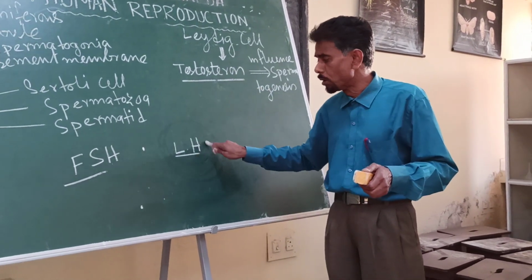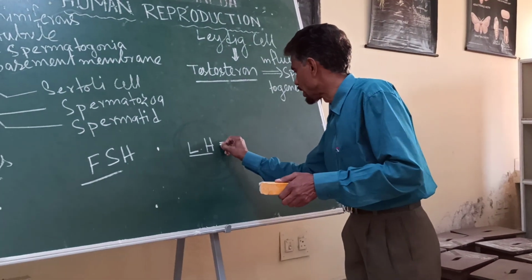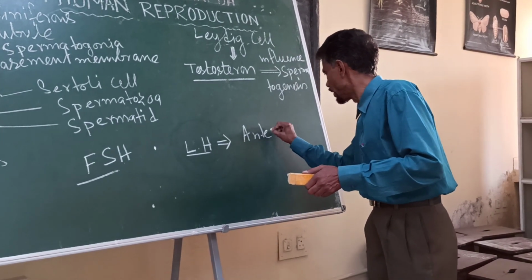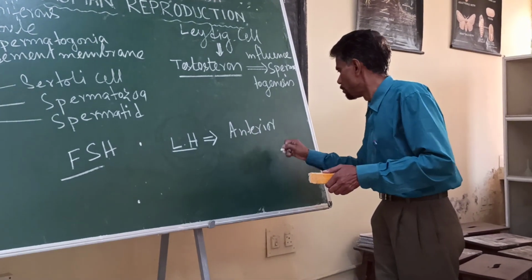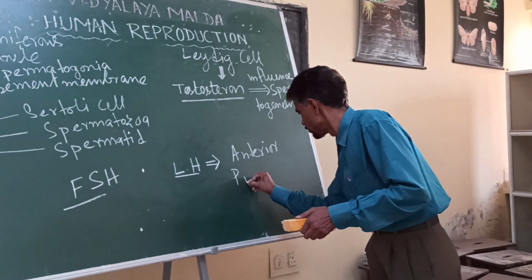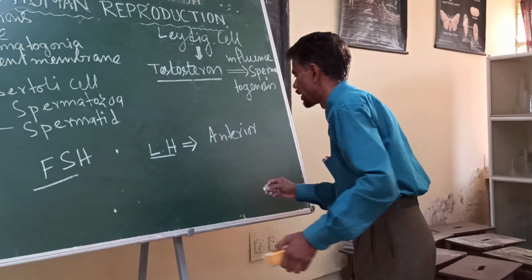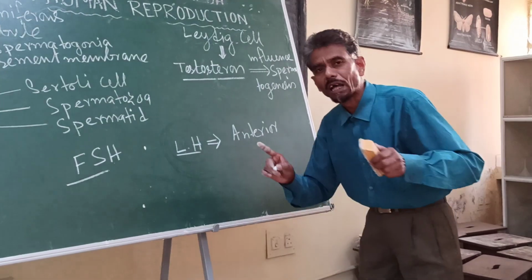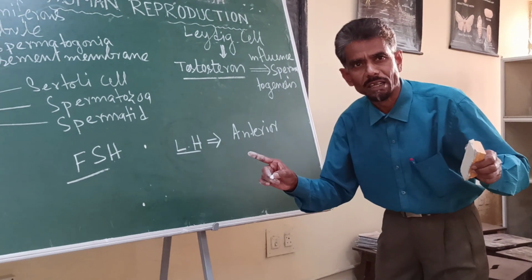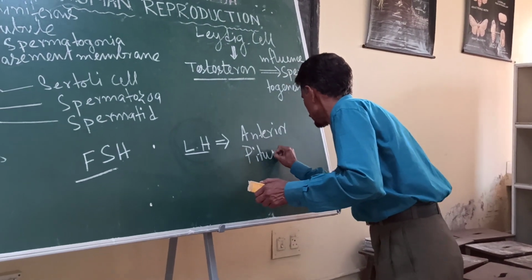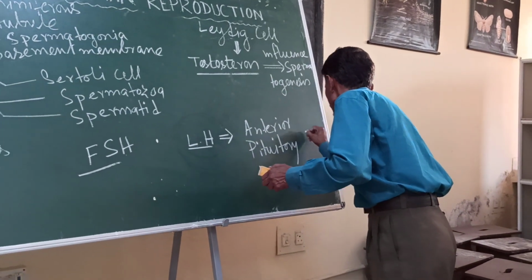Where does this hormone secrete from? This is secreted by the anterior pituitary gland. Anterior pituitary gland, that is otherwise called the master gland.